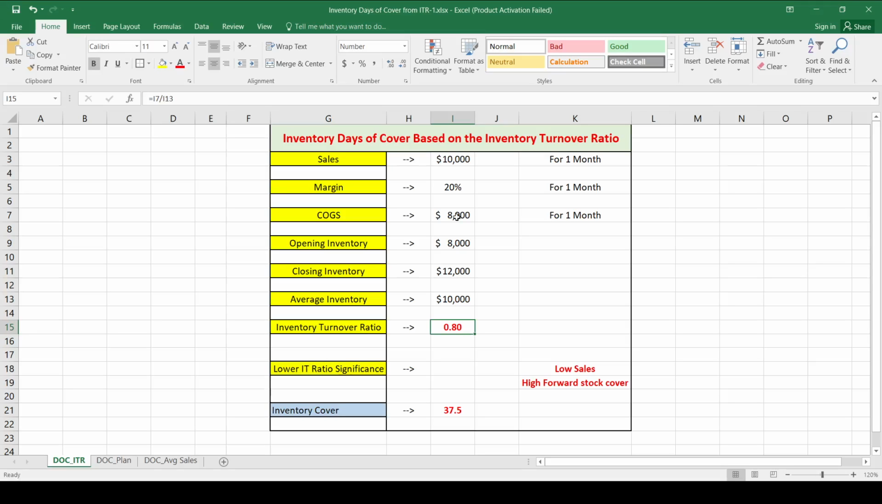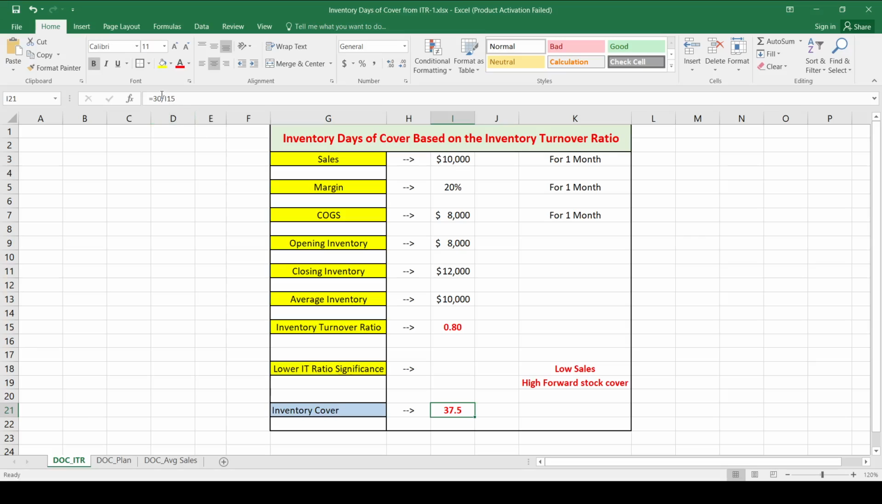So how can you derive inventory days of cover from this inventory turnover ratio? Simply, in terms of days, you will do 30 divided by your inventory turnover ratio, because considering an average of 30 days in 1 month, we have done all this calculation for 1 month.